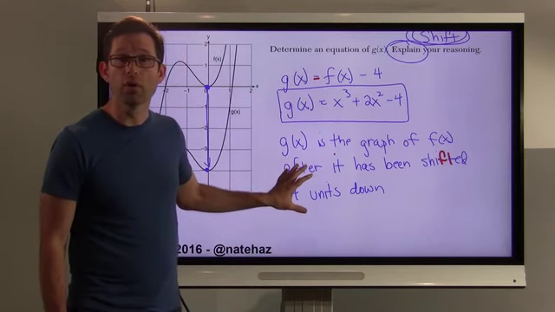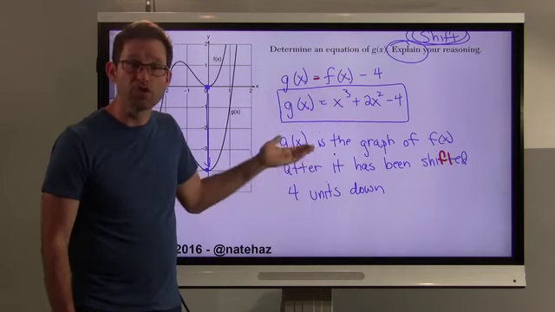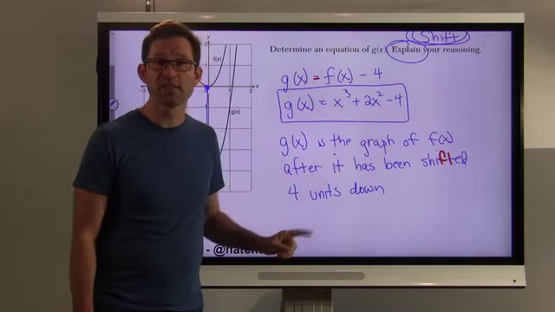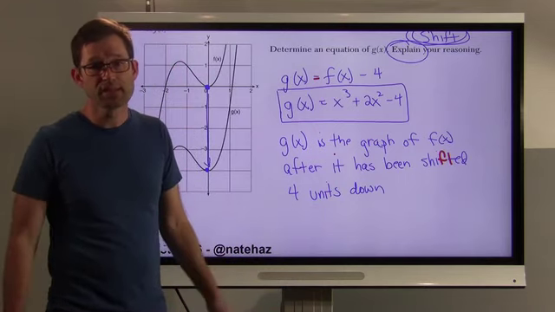Anyway, but that's it. That's all you have to do to explain your reasoning. Where did that answer come from? It came from the fact that g of x is the graph of f of x after it has been shifted down 4 units. That's it. That's the whole deal.